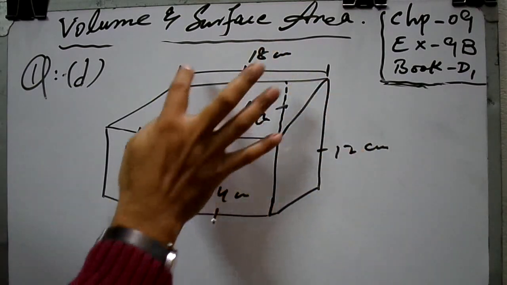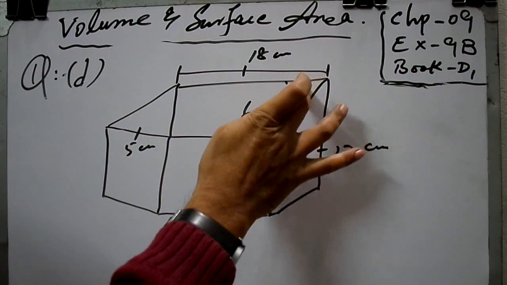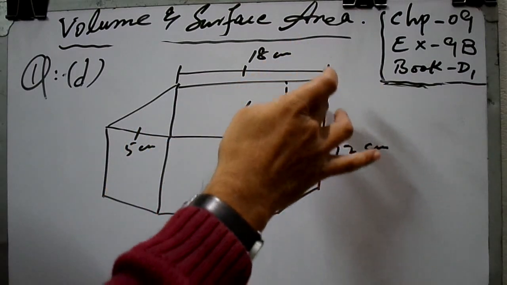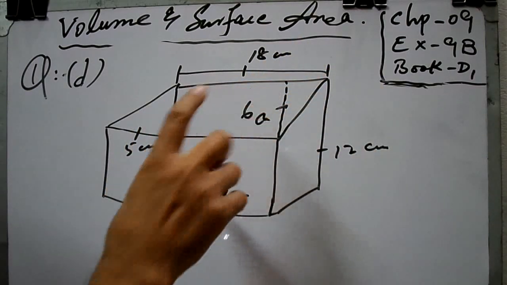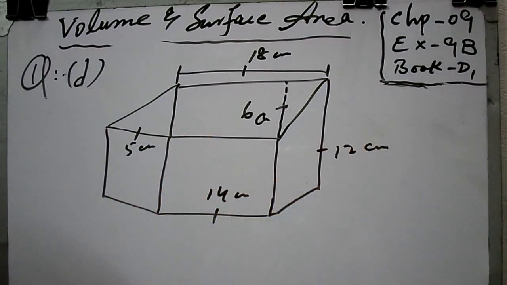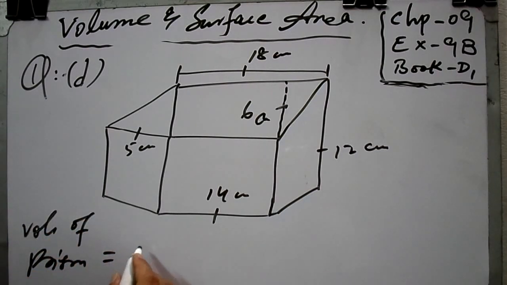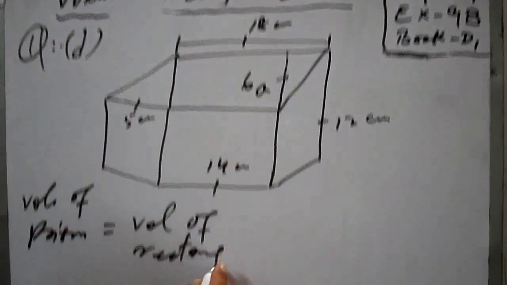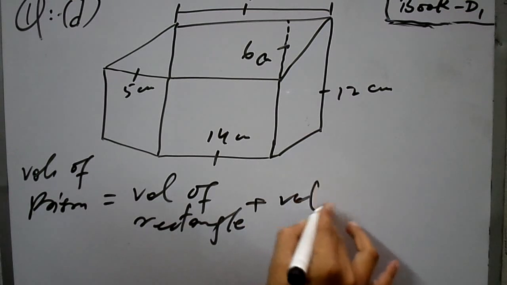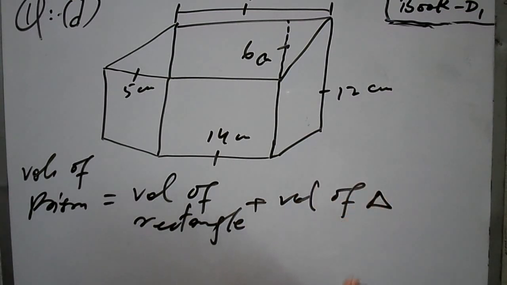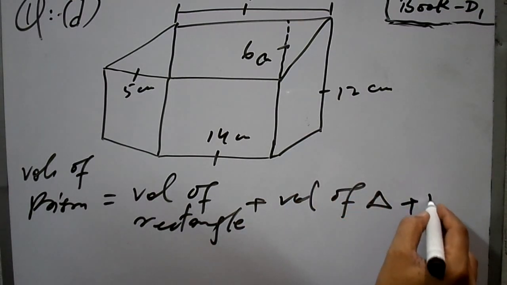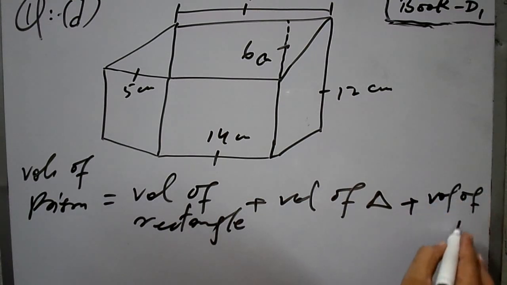One is your rectangle, but two is your triangles. This one is your triangle. So it means two triangles and one rectangle, you will get the total volume of the prism. So here, volume of prism is equal to volume of rectangle plus volume of triangle. This is the sign of triangle, plus another volume of another triangle.